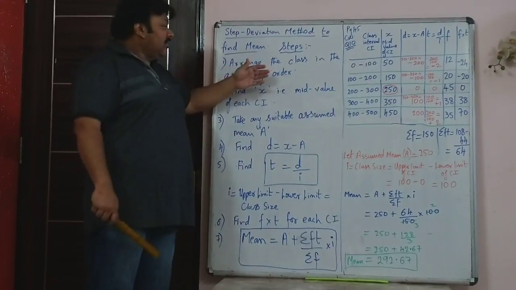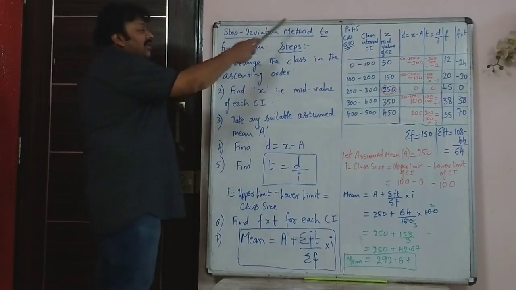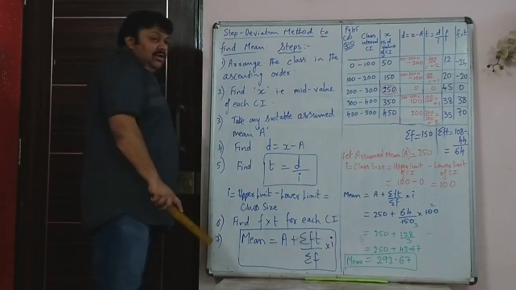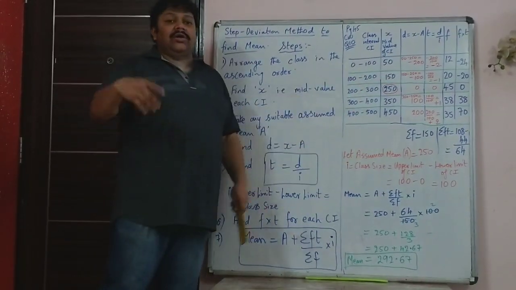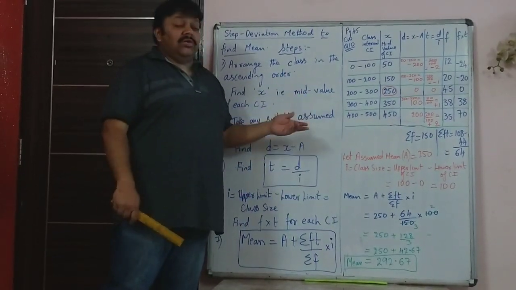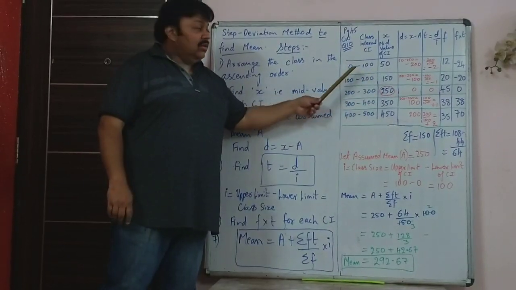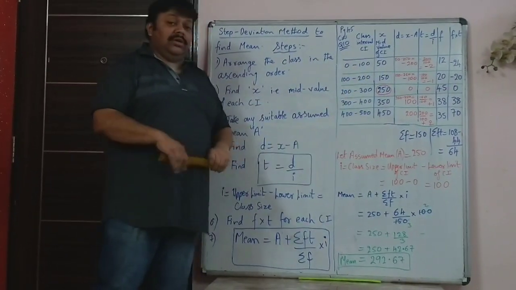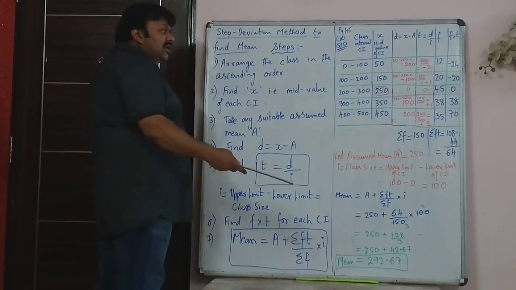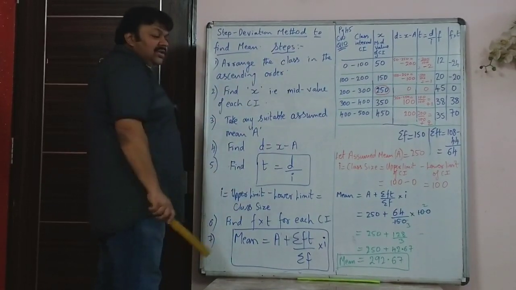So first step is same, arrange the class in the ascending order. Of course, I told you that this method can be used only if the class interval is given. If 100 occurs 50 times, you can use either shortcut method or direct method, if class is not there. 0 to 100, 100 to 200, those are the class. So first is arrange the data in ascending order. Sometimes the sums are given in ascending order, then you can ignore this and start from the second step.